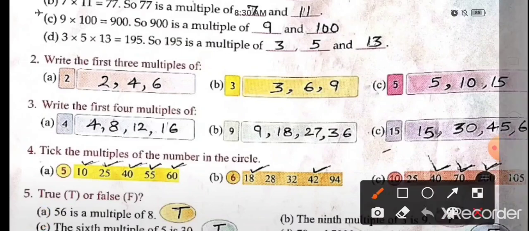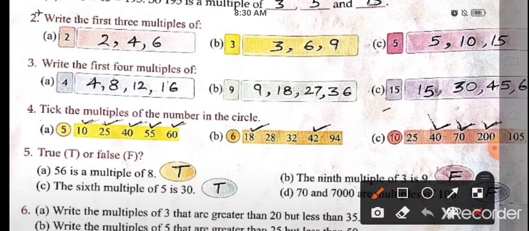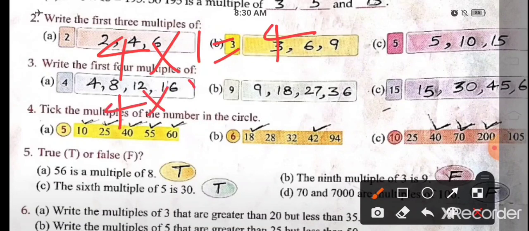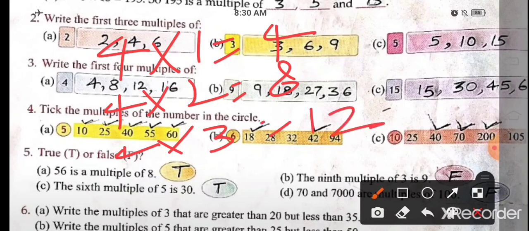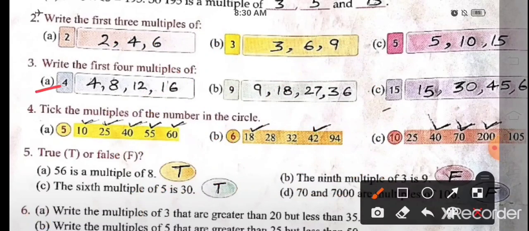So the first 3 multiples of 2 are 2, 4 and 6. Okay, so like this. First 3 multiples of 3: 3, 6, 9. First 3 multiples of 5: 5, 10 and 15. Okay, now first 4 multiples of 4. So like this. 4 ones are 4, 4 twos are 8, 4 threes are 12 and 4 fours are 16. So these are the first 4 multiples of 4.